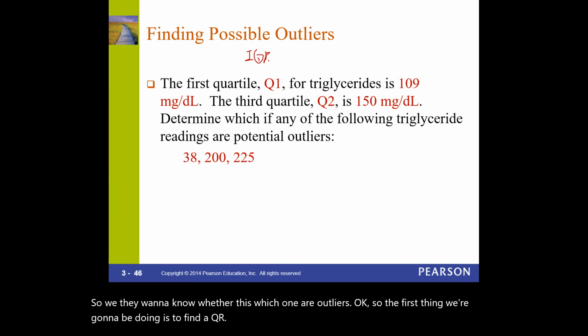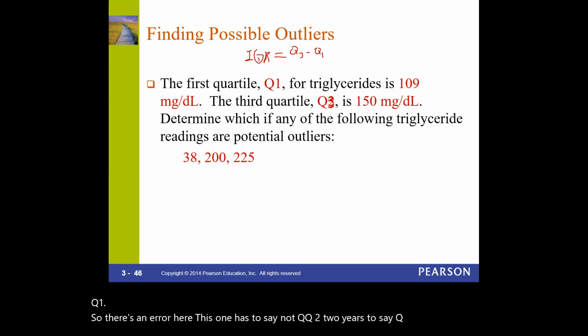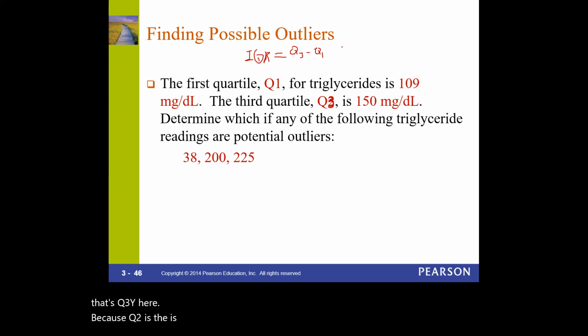Okay, that's an example. What is it going to be? Q3 minus Q1. So there's an error here. This one has to say not Q2, it has to say Q3. My mistake, okay? So that's Q3 right here, because Q2 is the median. So that's going to give you 150 take away 109.